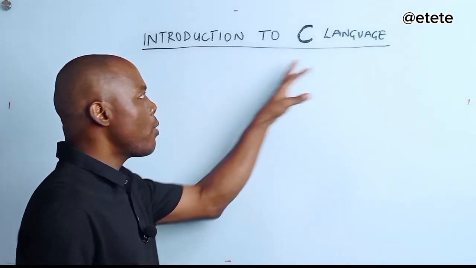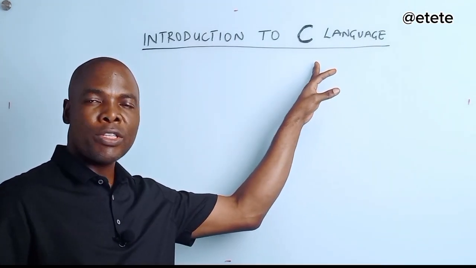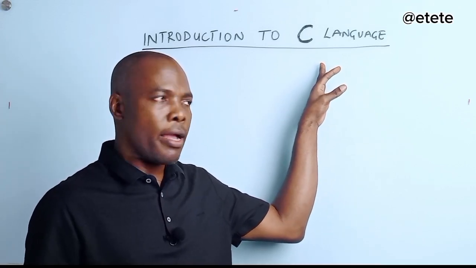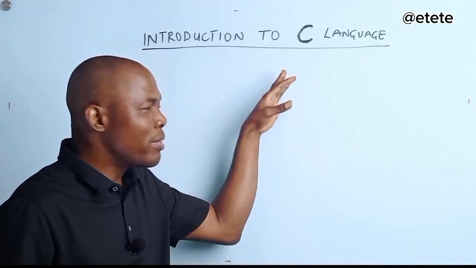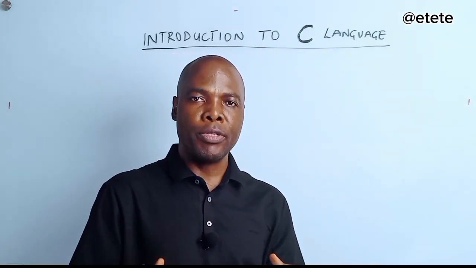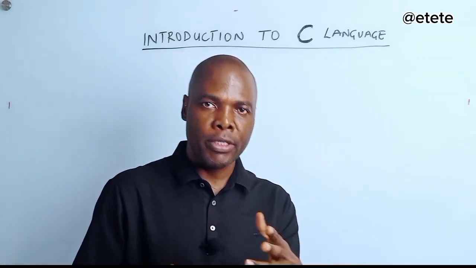Now, why was C created? It was created in the early 1970s by Dennis Ritchie. It's a programming language that, initially, was used to write an operating system, which is what? The Unix operating system.